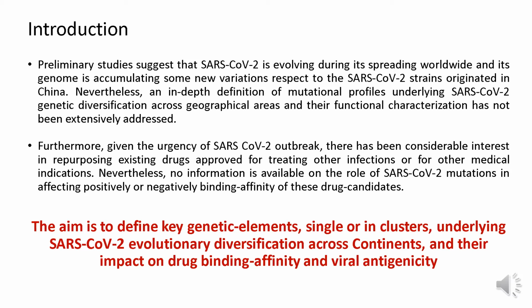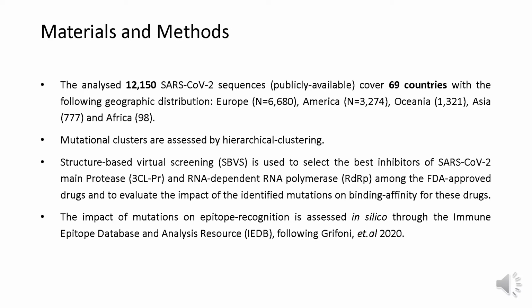Therefore, we aim in this study to define key genetic elements, single or any cluster, underlying SARS-CoV-2 evolutionary diversification across continents, and their impact on drug binding affinity and viral antigenicity. More than 12,000 SARS-CoV-2 sequences covering the 5 continents were included in our study. About half of the sequences were from Europe.